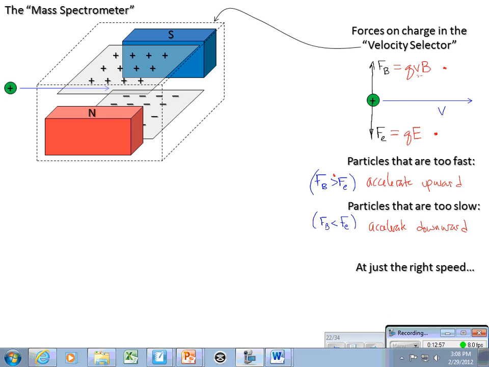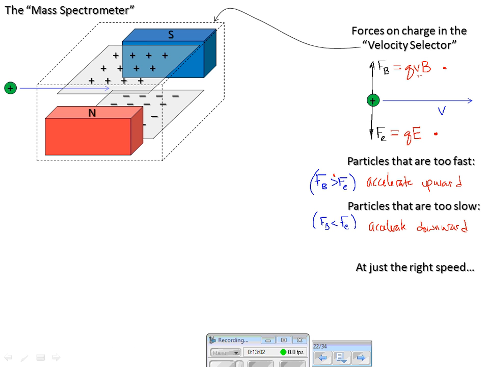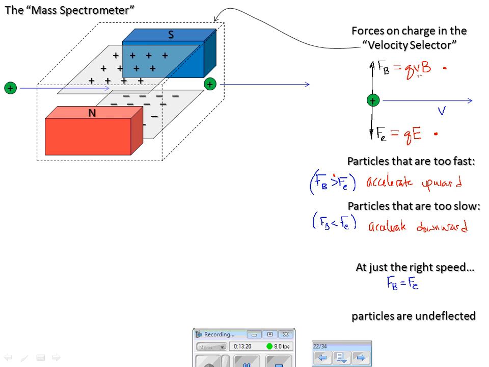So you guessed it, there's some perfect, just the right speed where we can get FB equals FE. And what happens there? Well, this particle is what we call undeflected. It goes straight on through there. Its path is a straight line path. So that's why I call this thing the velocity selector, because we can choose speeds that we know.